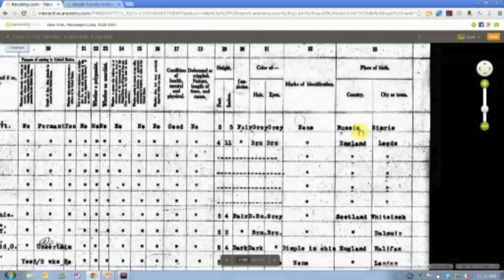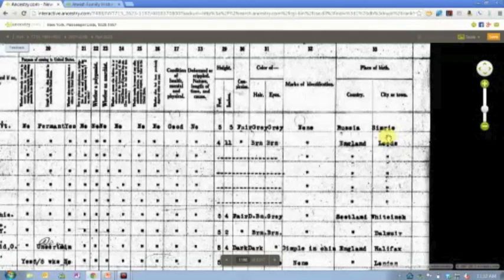And so here we have the one piece of information in the very last column on the second page of the passenger list that's going to get you to the location in Eastern Europe where this family originated. Again, this is a fairly common Jewish migration story.